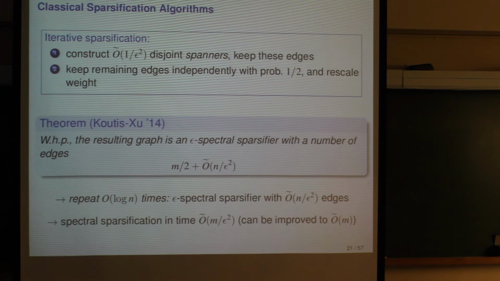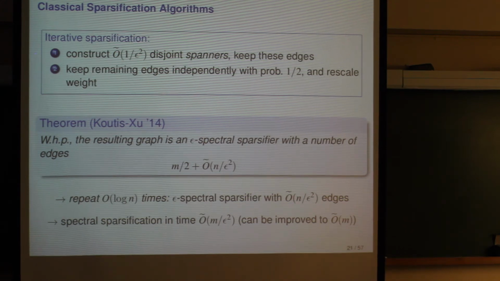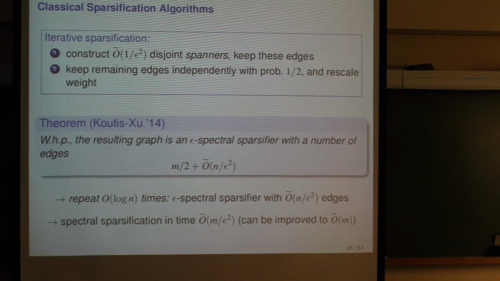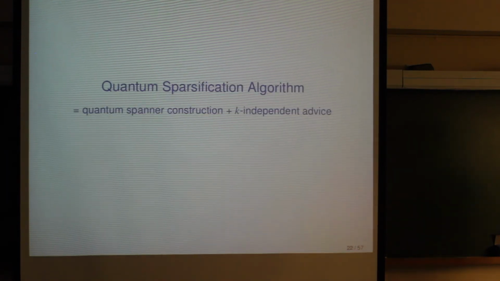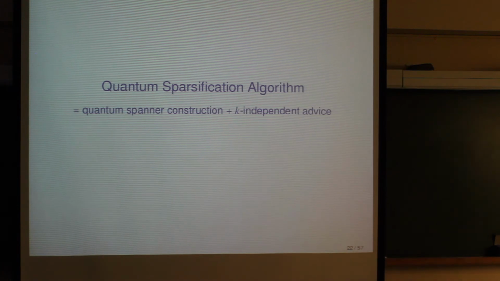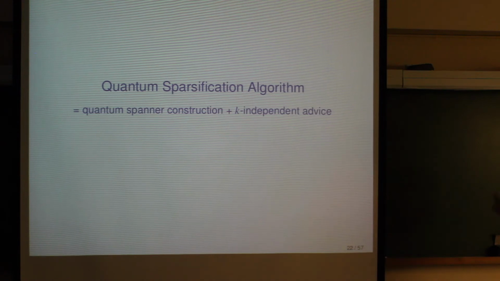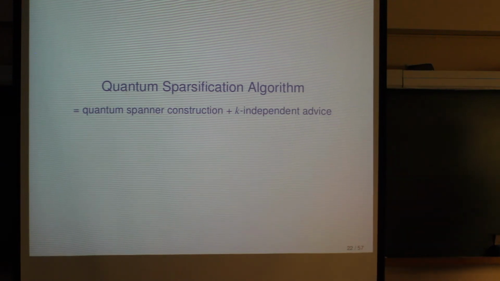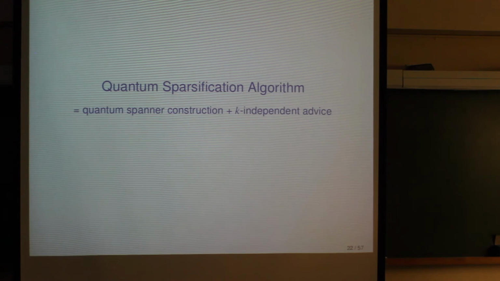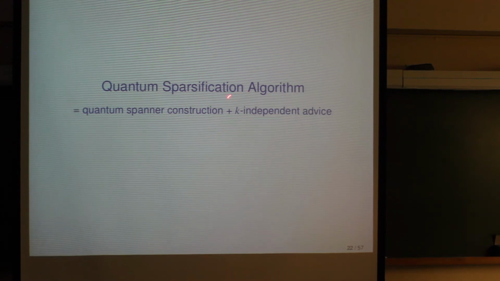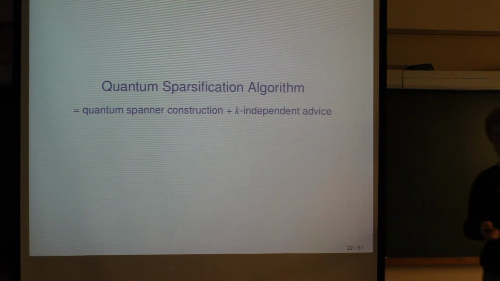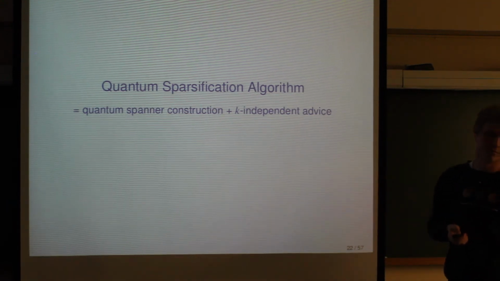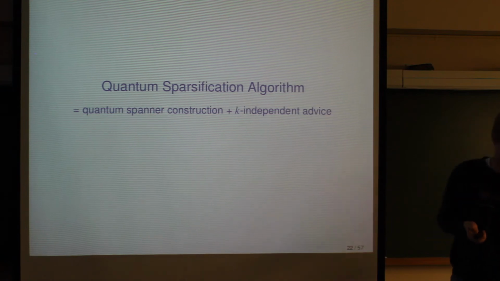Okay? So any questions about this classical algorithm so far? No? Okay. So we'll go to the quantum sparsification algorithm, which consists of two routines. One is a quantum spanner construction. Again, the spanner construction serves for identifying the important edges. It will show that we can do faster quantumly. And the second thing, which is kind of interesting, is we need something which is called k-independent advice. So most of the examples that you were giving were for unweighted graphs, so they naturally extend to weighted graphs. Exactly, yeah.